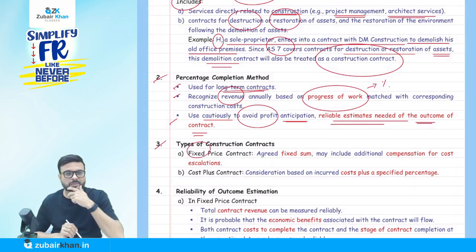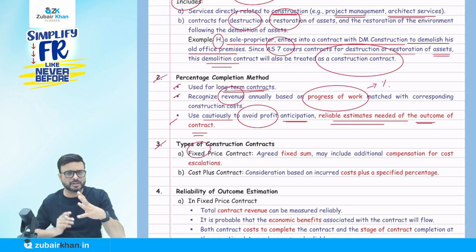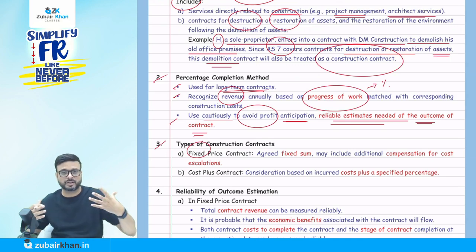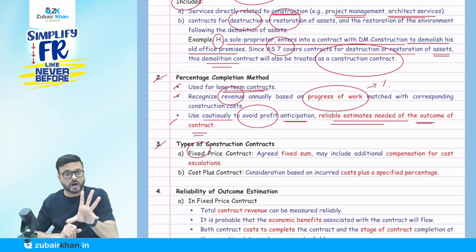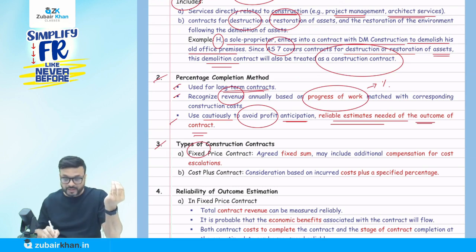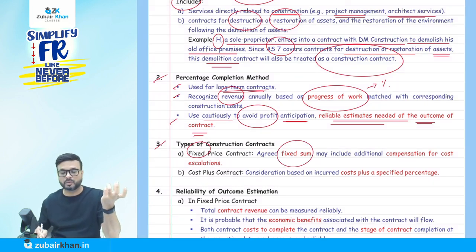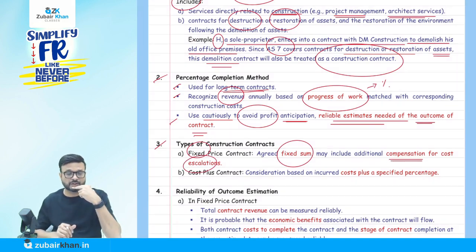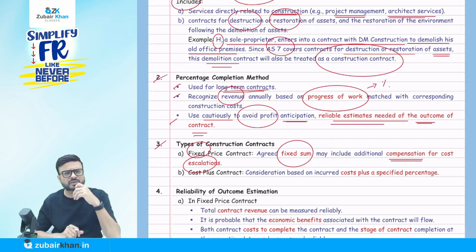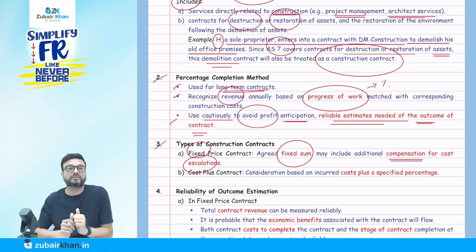What happens in case of a fixed price contract? Generally it is not for so long term. It's regular in nature, so we know how much cost is going to be incurred for that particular type of contract. Okay. So under the fixed price contract, we enter into a contract with the contractee with a fixed sum. We may include some additional clause for the compensation for escalation. If the price increases, we may say 5%, 10% might happen, depending on the terms and conditions that we have with the contractee.